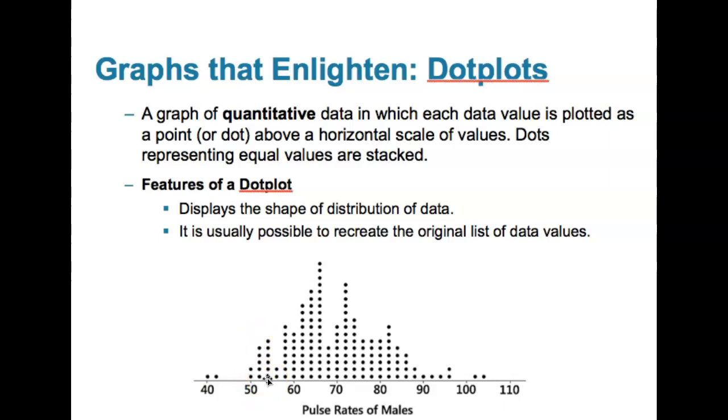One of the features of dot plots is that we can recreate the original list of data values. Another feature is that we can see the shape of the distribution of the data and where the mean might be located.